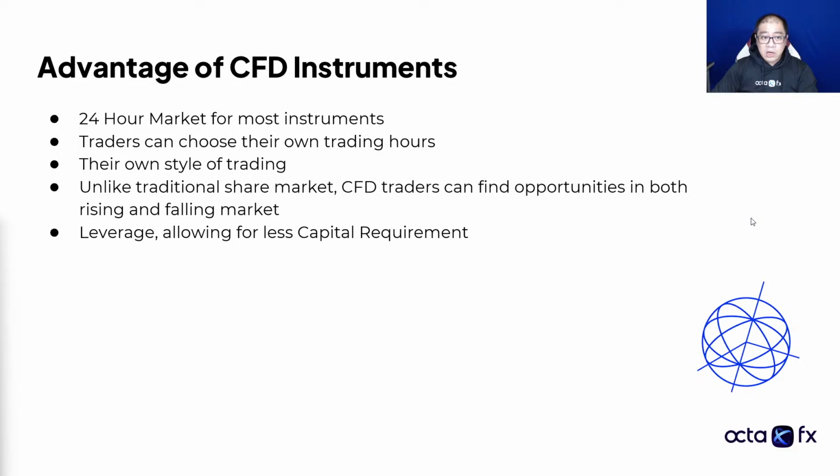Okay, so let's talk a little bit more about the advantage of CFD instruments. What's really interesting about trading CFD instruments is you're basically trading the futures market, right? Currency futures, commodity futures, equity indices. So you're talking about a 24-hour market for most instruments. So traders can choose their own trading hours, and this is what makes it popular.